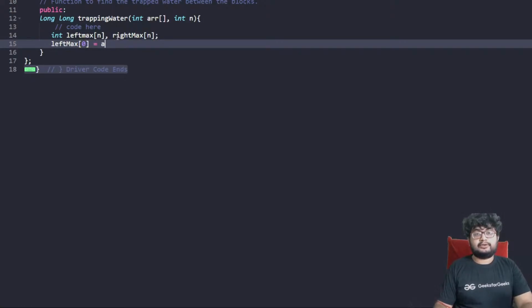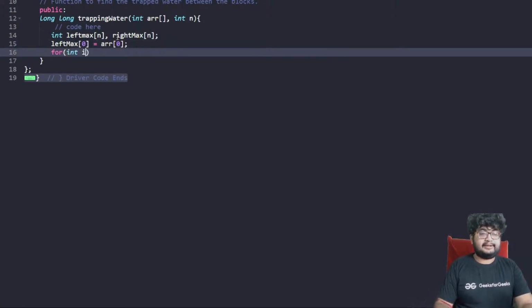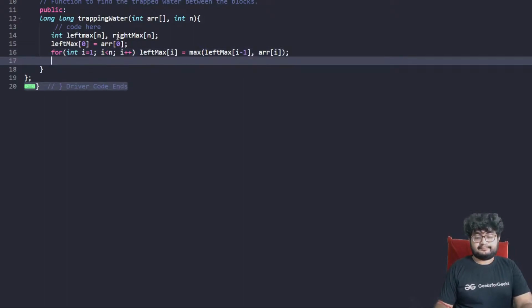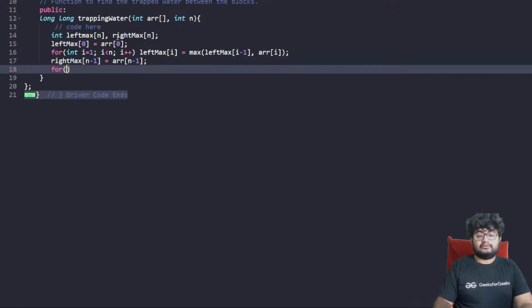Left max of 0 equals ARR 0, for int I equals 1, I less than n, I plus plus, left max of I is equal to max of left max of I minus 1, ARR I. Right max, for int I equals n minus 2, I greater than or equal to 0, I minus minus, we'll find the right max of I is max of right max of I plus 1, ARR I.